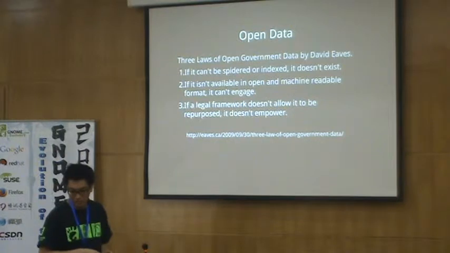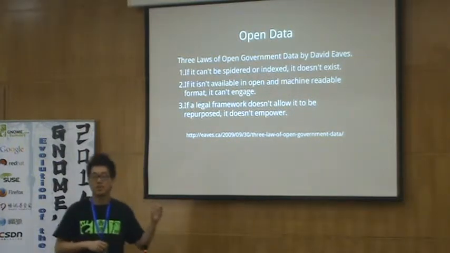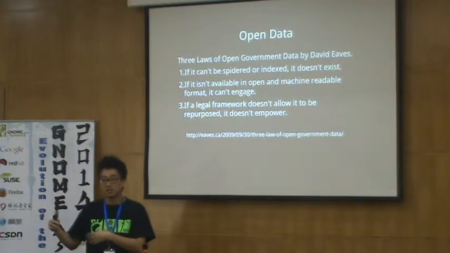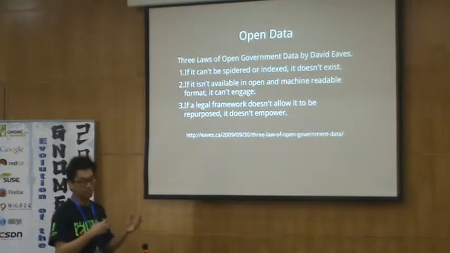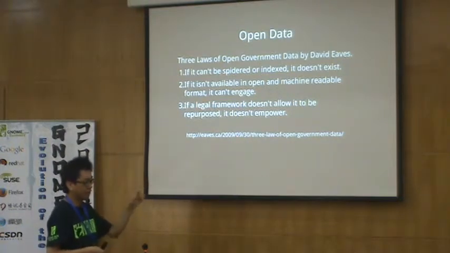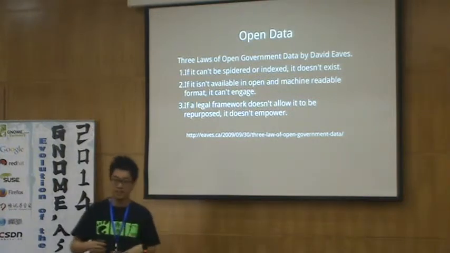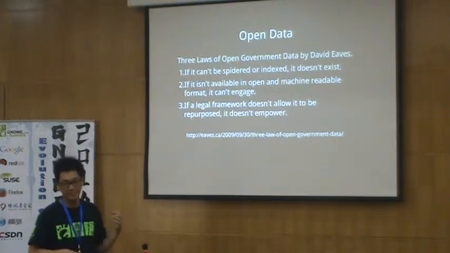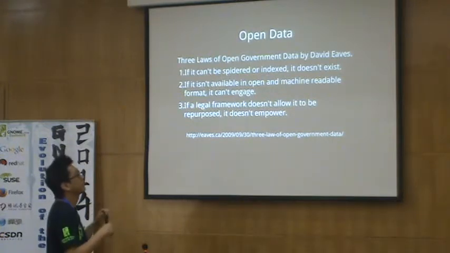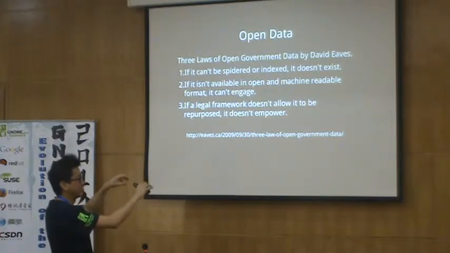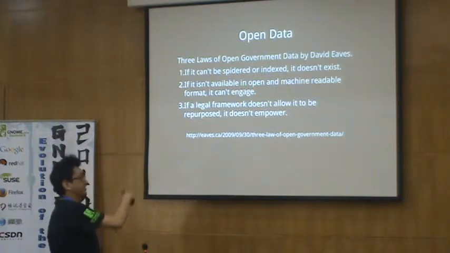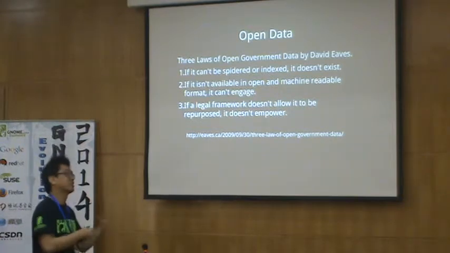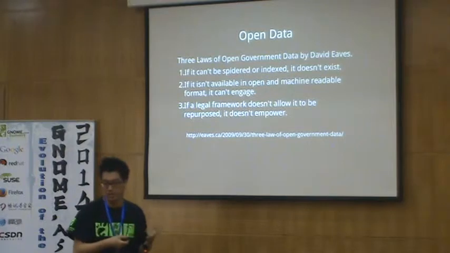Another law is that if it is not available in an open and machine readable format, other search engines cannot use it because they cannot know the meaning of the data. If you want to tell others that the current temperature is 20 degrees, but you are not using an open machine readable format, such as XML tags to encode it, other computer programs don't know that it is the current temperature.